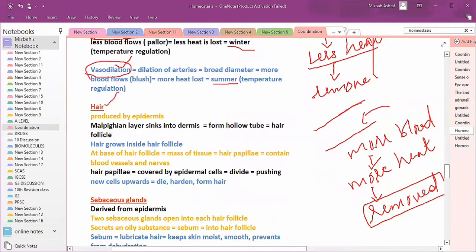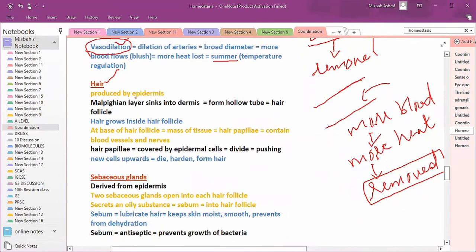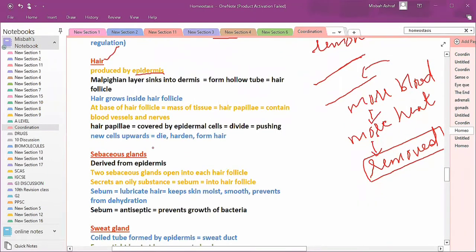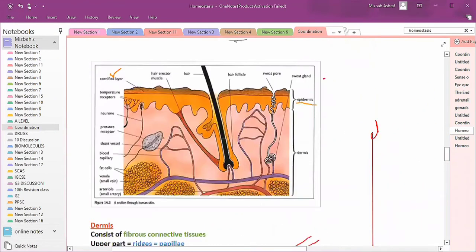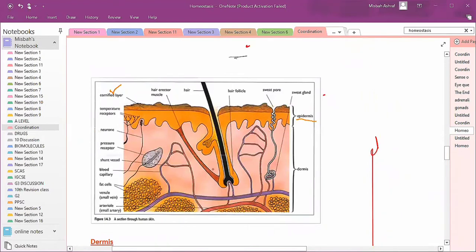Next is hair. Earlier we have seen hair that is produced by sinking the epidermal layer into the dermal layer, and there is a hole produced which is known as the hair follicle, a tube into which the hair grows. Right, and how this helps in maintaining body temperature, we saw that there is an erector muscle. Can you see, this is the erector muscle, and this erector muscle is actually connected to the hair follicle, right?